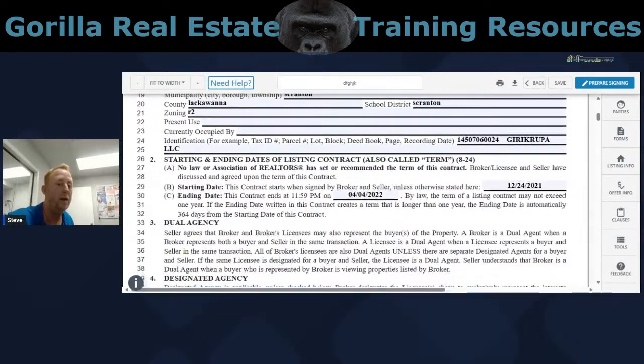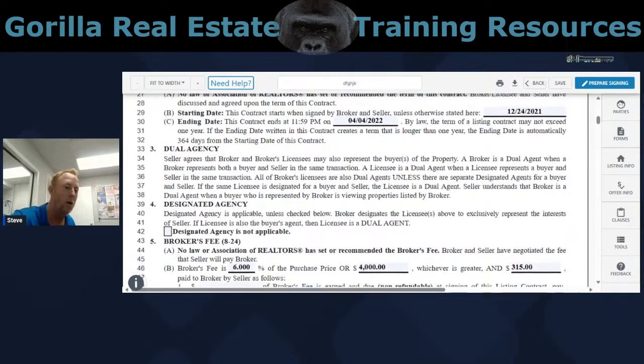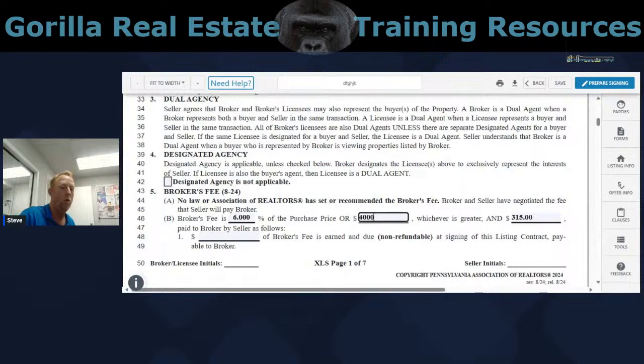Start date, end date, not more than 365 days apart. When you cross the one year line, they have to sign a renewal. Broker fee, or whichever is greater. And you can also add an extra fee.